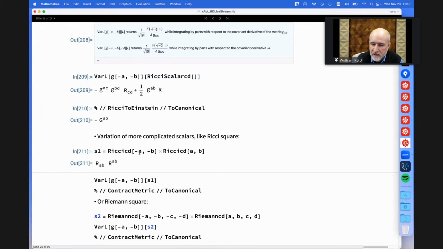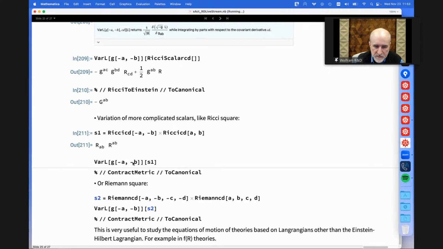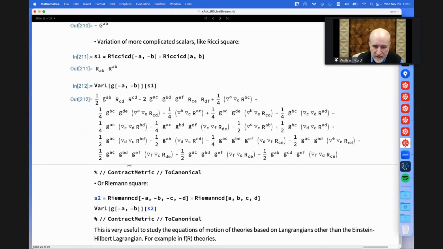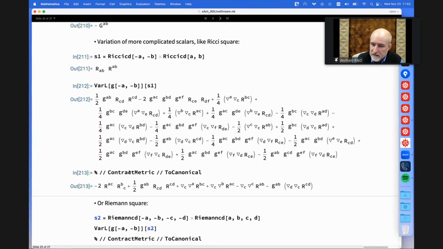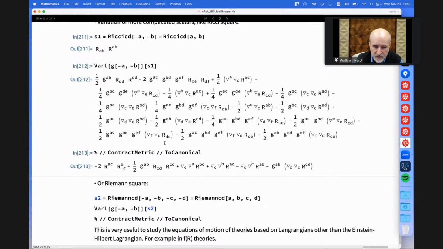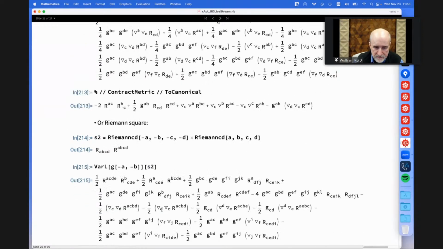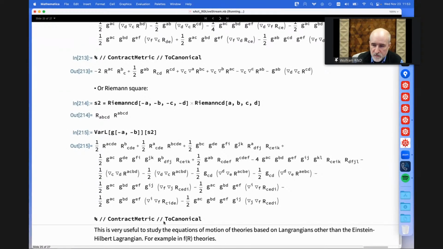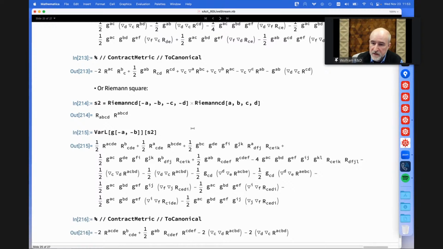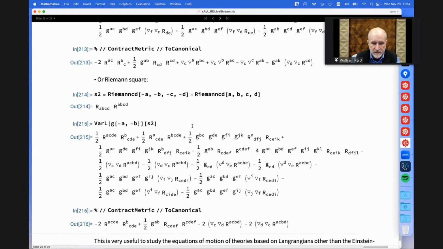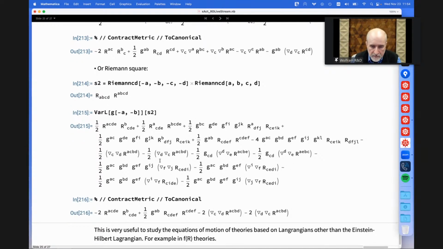What happens with the Ricci square? Well, we do the same thing. That's the formula we get. We can do that, and here they are, right? So that's the new equations of motion for this new theory of whatever. We can do the Kretschmann, so Riemann square. We do the derivative. Look at that. So this is super useful when you are studying theories other than the standard one, right?